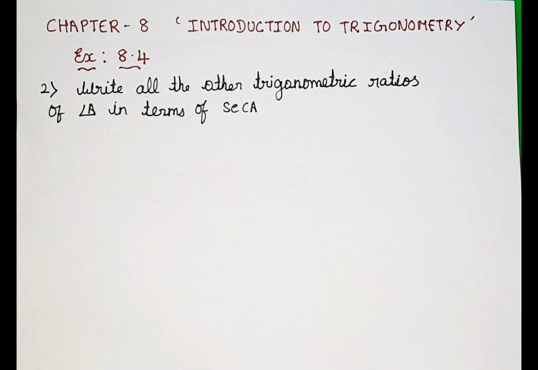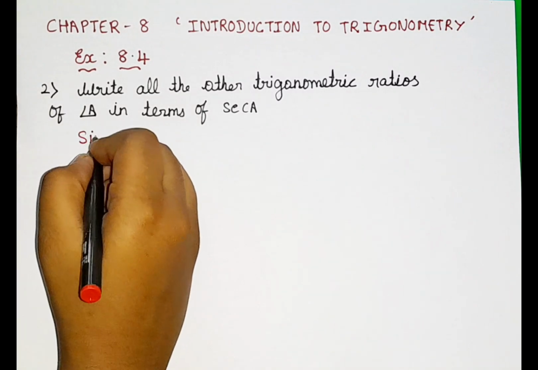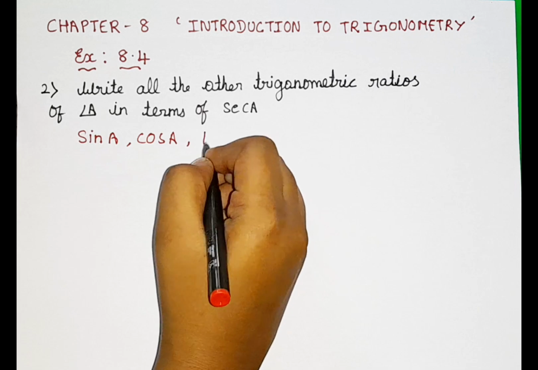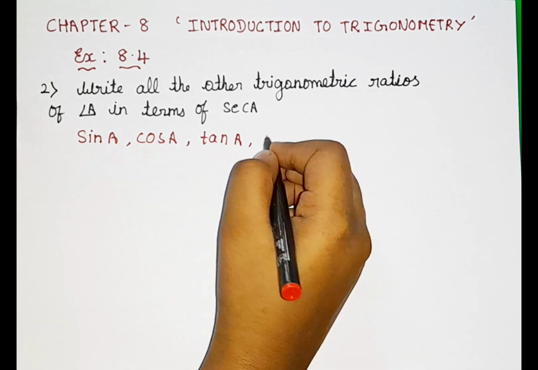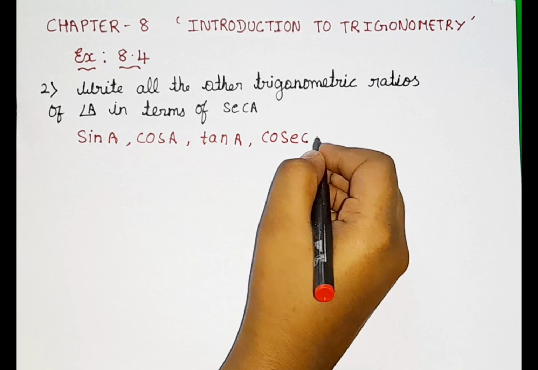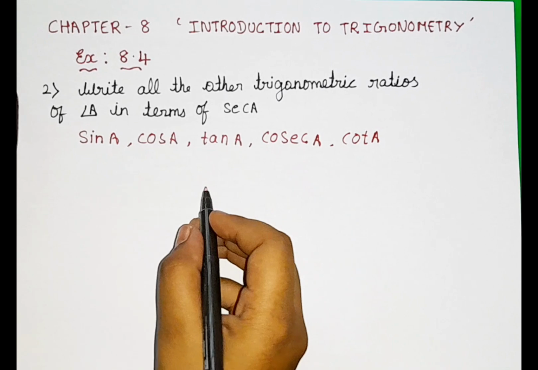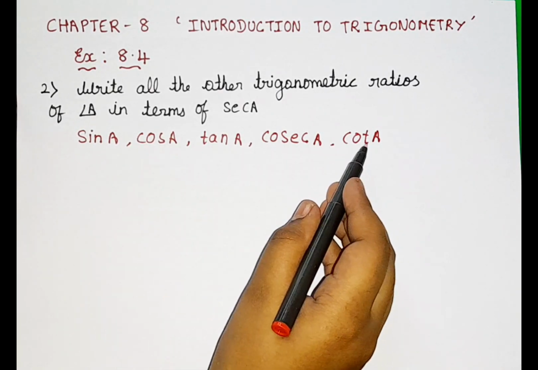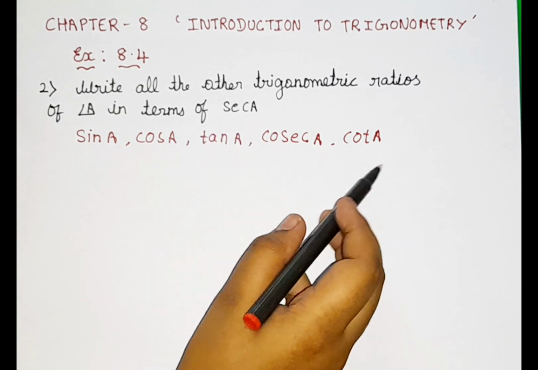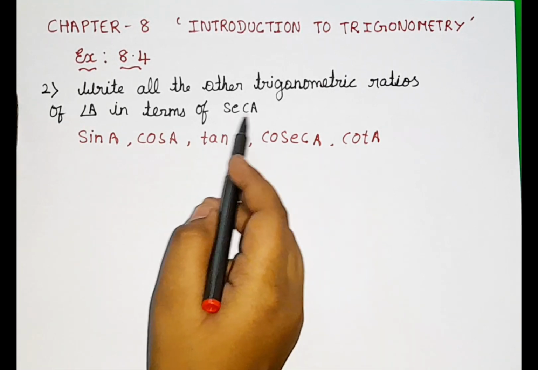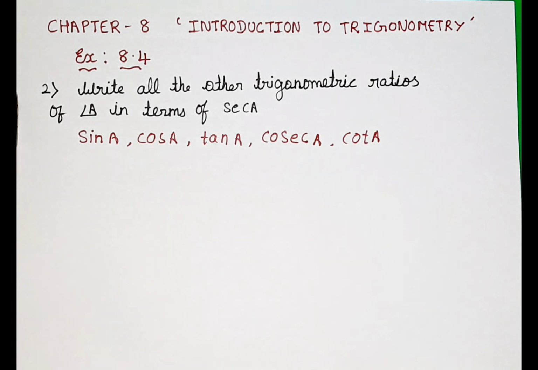Okay, so here now what are the trigonometric ratios? So there are 6 trigonometric ratios. So I'll write it: sin A, cos A, tan A, cosecant A, cot A. Okay, and one more is secant A. So in this question we have to convert these ratios in terms of secant A. So I am not going to mention secant A here. Okay, so 1, 2, 3, 4, 5 and this one, including this, there are 6 trigonometric ratios.